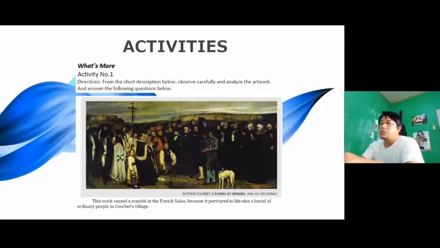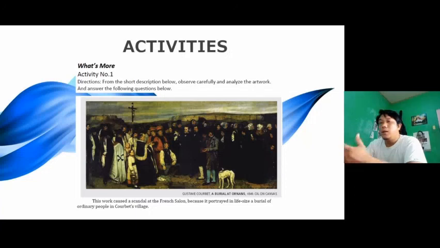Okay, so let's go now with the last part of the video presentation, which is the activities. So number 1, okay, so from the short description below, observe carefully and analyze the artwork. Answer the following questions below. So ito yung artwork ni COURBET, A Burial at Ornans, 1849, oil on canvas. So this work caused scandal at the French Salon. Okay, so ibig sabihin ito yung na-judge or na-misunderstood sa salon doon sa exhibition na meron sila sa France, because it portrays in life-size the burial of ordinary people in COURBET's village.